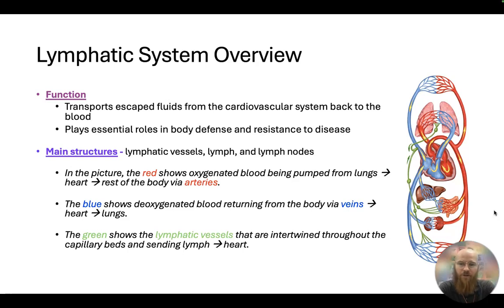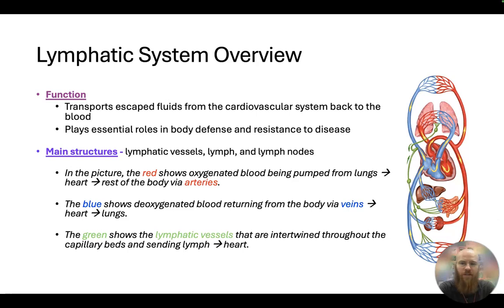The main structures that we're going to be discussing in our lecture today are going to be the lymphatic vessels themselves, the lymph, which is the lymphatic fluid that we'll discuss, and then the lymph nodes. Those are the main structures we'll talk about.